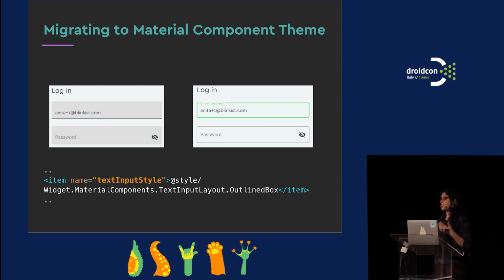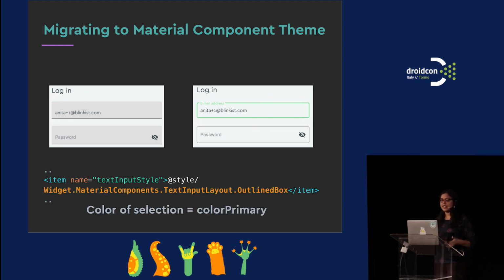And we were able to change it to an outline box style using the text input style default style attribute, and we set it to the outline box style, and the color of selection by default is color primary. So if you want to override this throughout your app, you could use a material theme overlay to do that. So as you can see, we had a few things to change and fix.